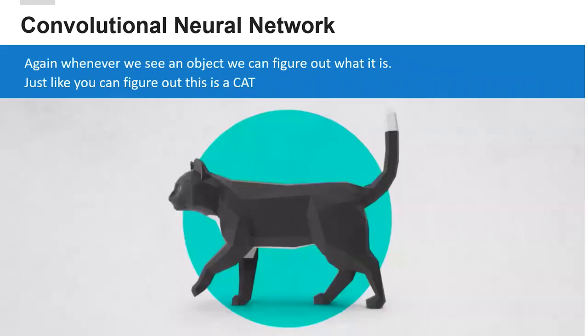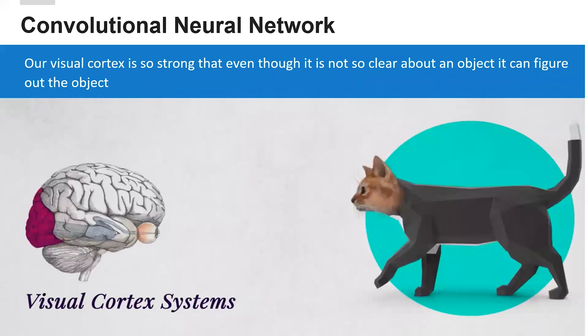So this is a convolutional neural network. Again, when we see an object, we can find out what it is, just like we can figure out it is a cat, even though this is a very rough sketch of a cat. Our visual cortex is so strong that even though an object is not so clear, it can figure out the object. This is called our visual cortex.